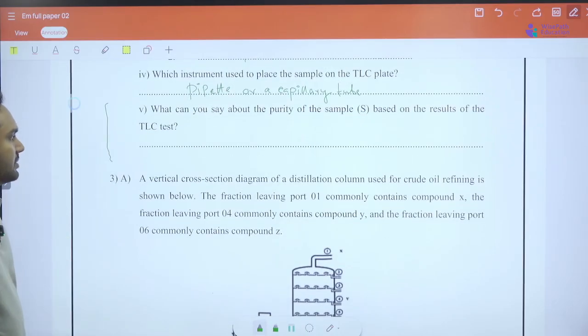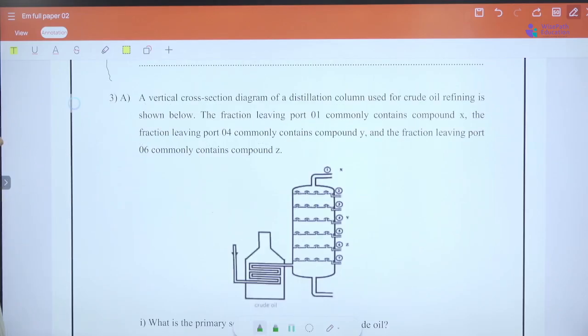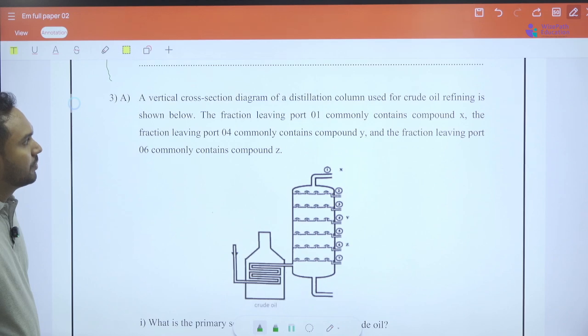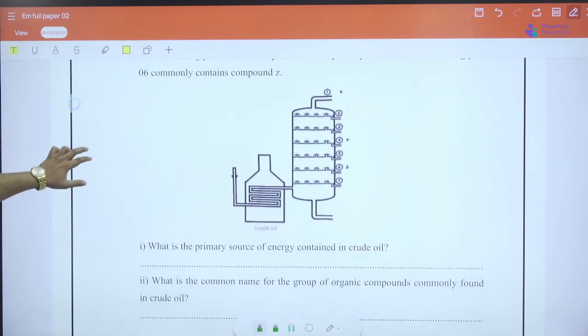A vertical cross-section diagram of a distillation column used for crude oil refining is shown below. The fraction leaving port 1 commonly contains compound X. The fraction leaving port 4 commonly contains compound Y. And the fraction leaving port 6 commonly contains compound Z.